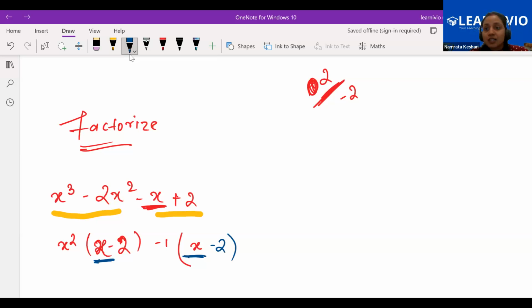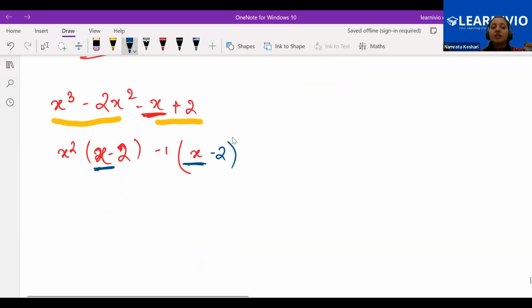Now again I will ask the same question. Are we on the right track? Yes, ma'am. Yes, we are on the right track. Okay. So one bracket will be x minus 2. And can anyone say what will be the other bracket term? X square minus 1. Perfect.